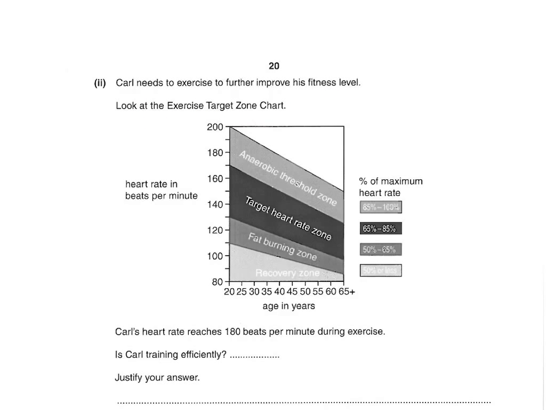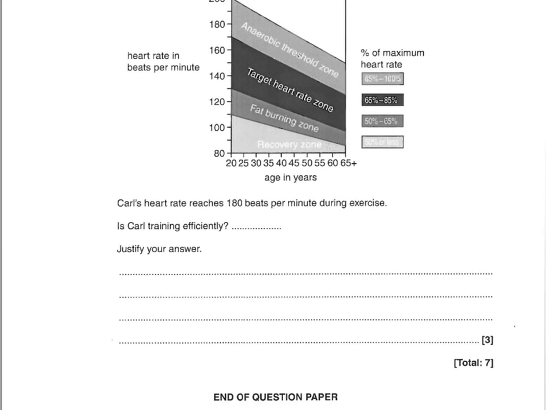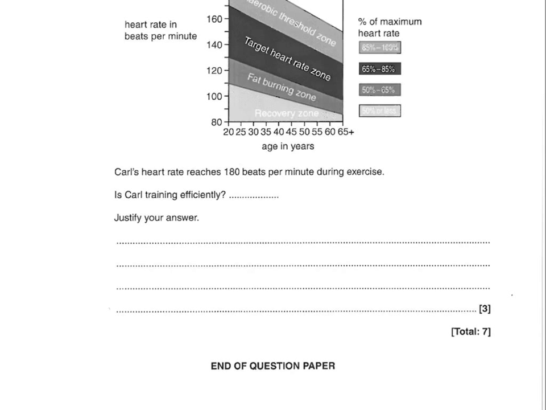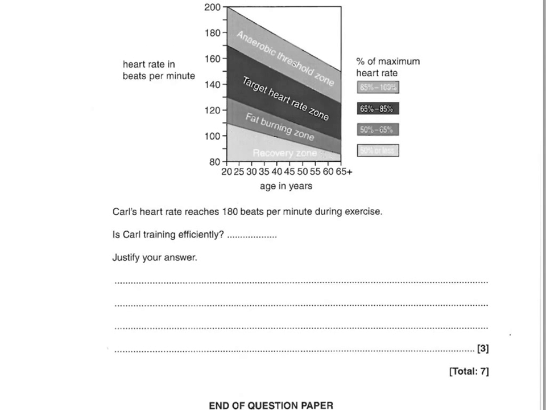Next question. Carl needs to exercise to further improve his fitness level. Look at the exercise target zone chart. There it is. Have a look. And it says Carl's heart rate reaches 180 beats per minute during exercise. Is Carl training efficiently? And then justify your answer. Now, firstly, you must say no. But that doesn't get you a mark. It's the justifying your answer which gets you a mark.